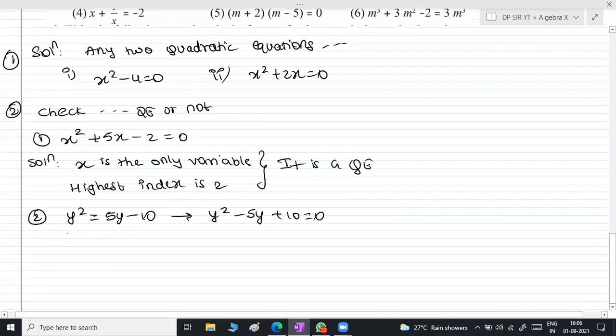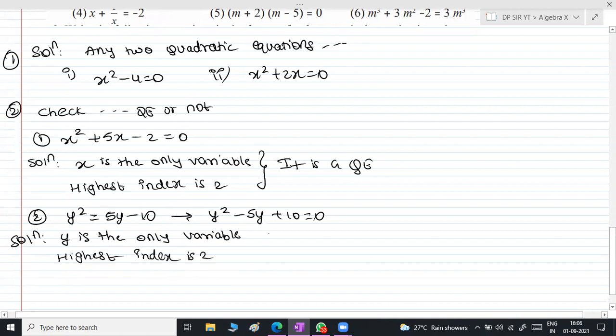Here also, y is the only variable, isn't it? Y is the only variable, then highest index is 2, therefore it is a quadratic equation.